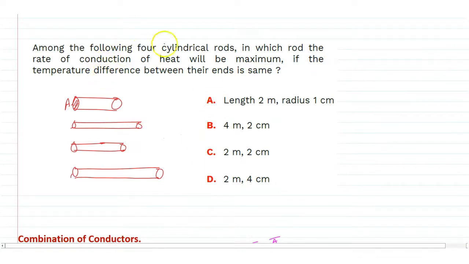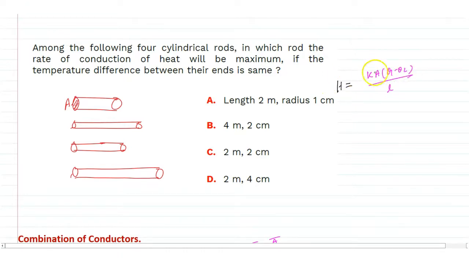Here a question: among the following cylindrical rods, in which rod will the rate of conduction of heat be maximum? Rate of conduction means heat current will be maximum if the temperature difference between the ends is the same. Temperature difference is the same. So length 2 meter, radius 1 centimeter. Suppose, H, you know, H equals K A theta 1 minus theta 2 by L.